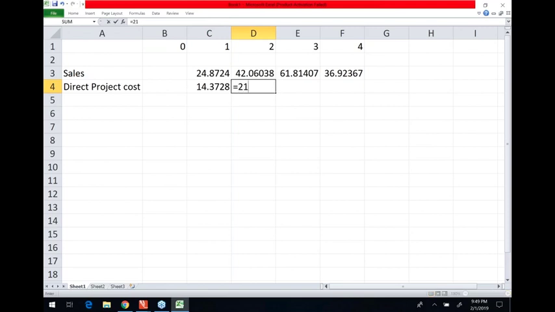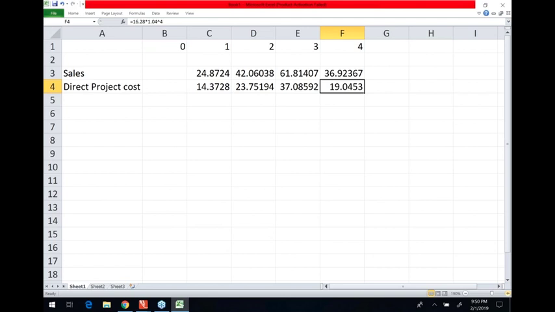For the time period 2, it is going to be 21.96 multiplied by 1.04 power 2. The third one of them is going to be 29.44 multiplied by 1.08 power 3. And the fourth is going to be 16.28 multiplied by 1.04 power 4. So this is what we have as a direct project cost.